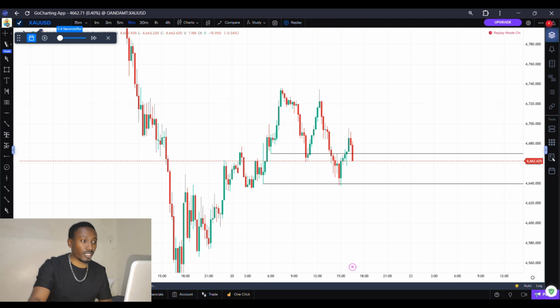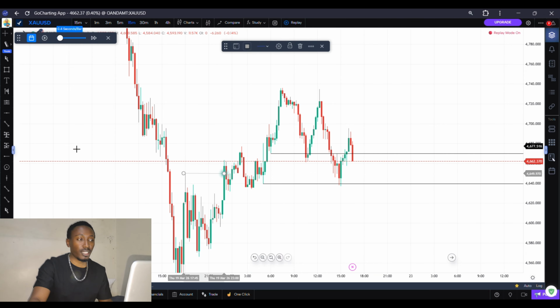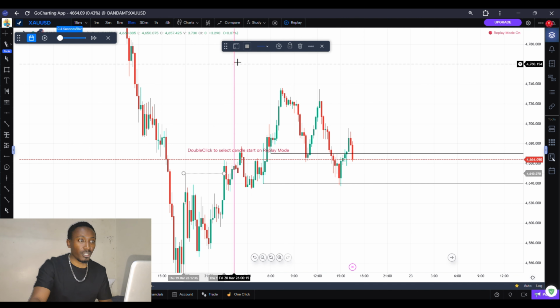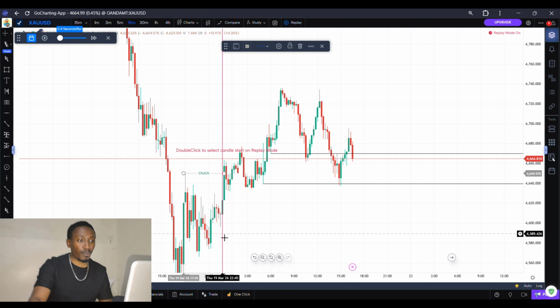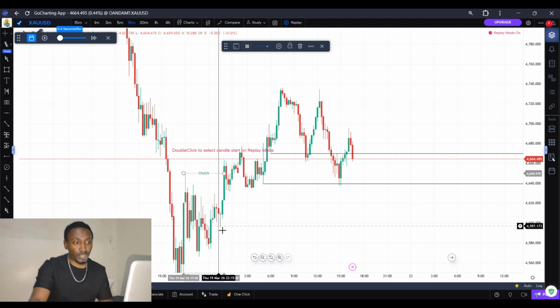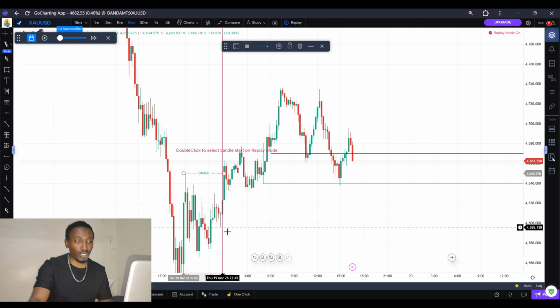Remember, each time I get a break of structure or a change of character, I start marking off pullbacks that act as liquidity. So when I got this change of character here, this is the zone I had marked as liquidity, but price did not come to this zone.